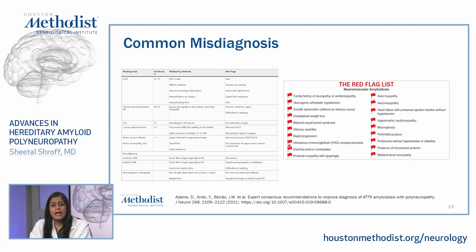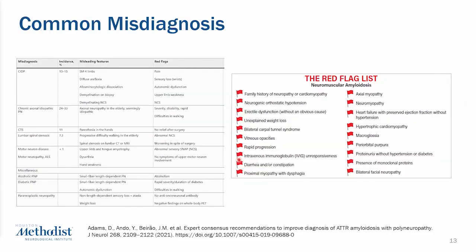Some of the common misdiagnoses include CIDP, chronic axonal idiopathic polyneuropathy, carpal tunnel syndrome, or even lumbar spinal stenosis. The figure on the right lists all the red flags, which includes certain points in history such as family history or history of bilateral carpal tunnel syndrome, dysautonomia, as well as certain symptoms as well as signs which one has to look for if amyloidosis is in the differential.